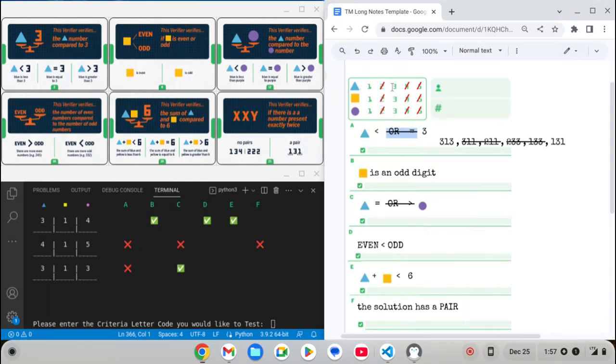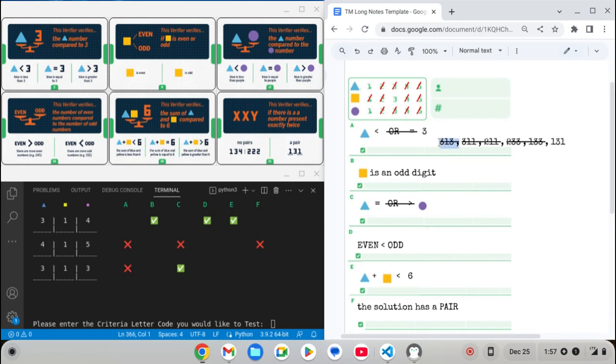So we know that no, triangle is not equal to 3. It must be less than 3. So let's go ahead and cross out the 3 in triangle. And because we have a 1 in triangle left, and it's got to be paired up with circle, that means circle can't be a 3. And because we do have a pair, we can't have an all 1 solution. So it must be 131.